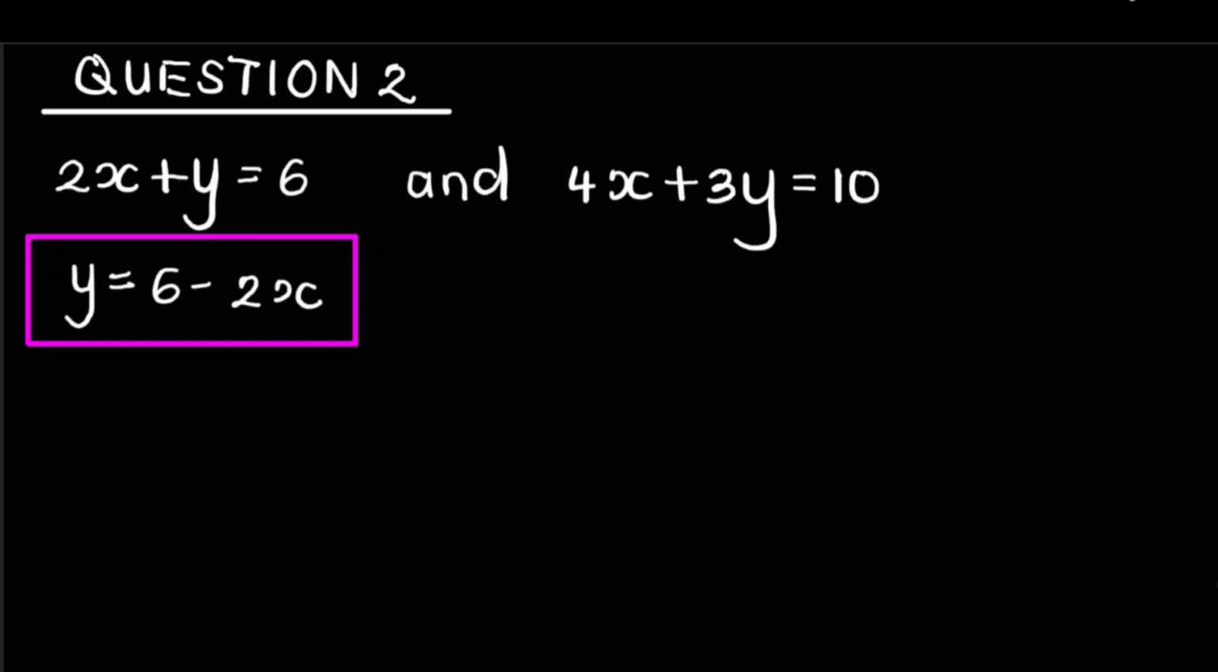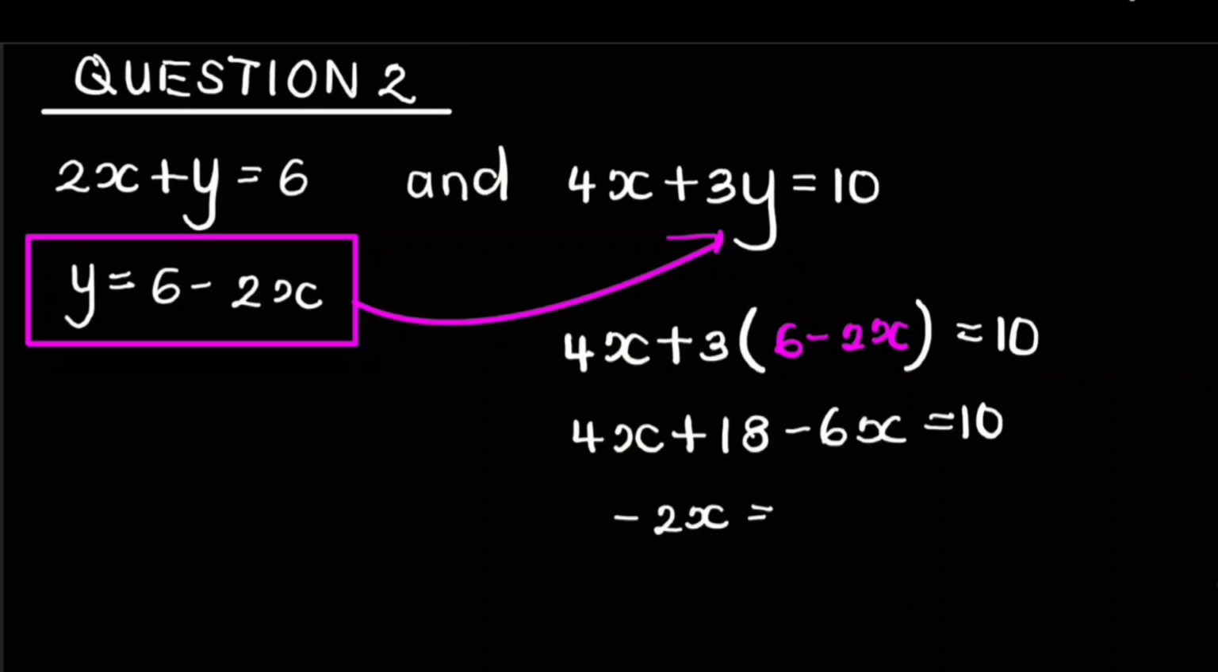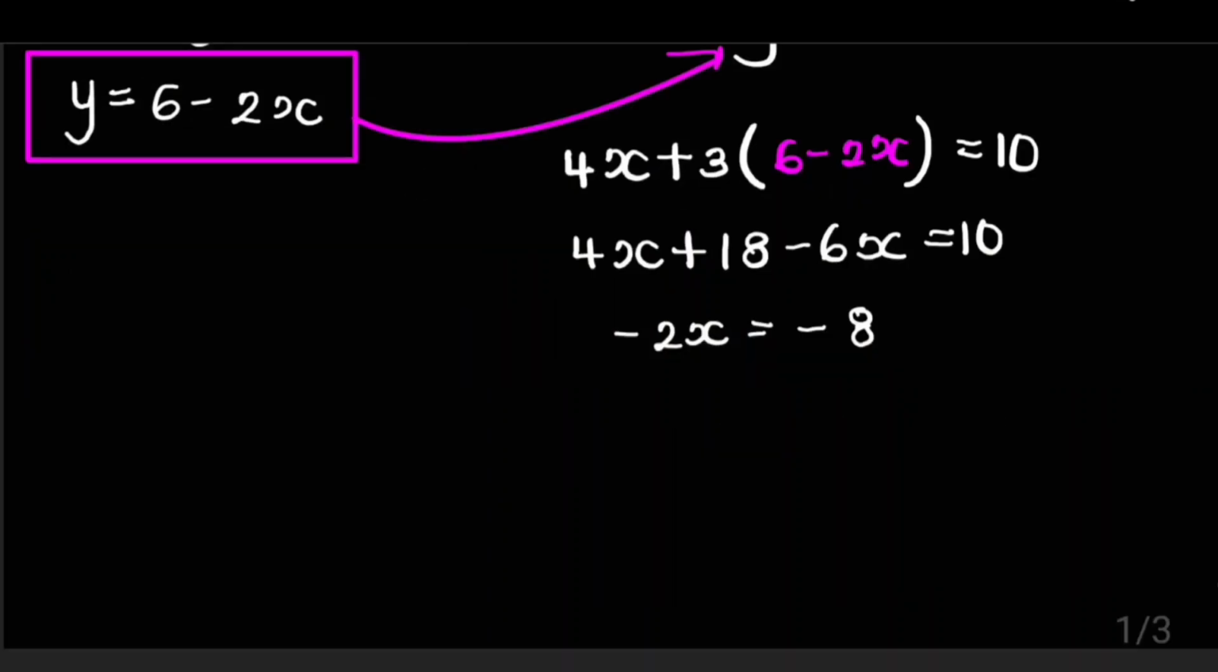At the moment, it's as if we know what y is equal to, so we're going to take that and substitute into the next equation. So substituting for y, we're now going to take the positive 3 and multiply into the bracket. Now let's gather like terms. We have 4x minus 6x. That gives us negative 2x on the left. We can take the 18 over to the right. So we're going to have 10 minus 18. That's negative 8. And now we divide both sides by the coefficient of x.